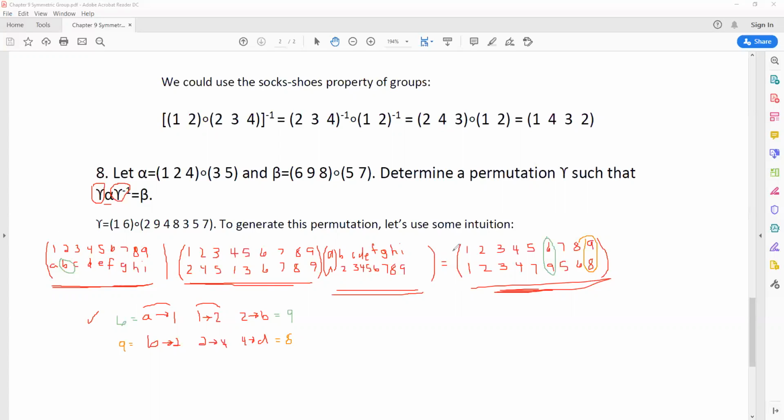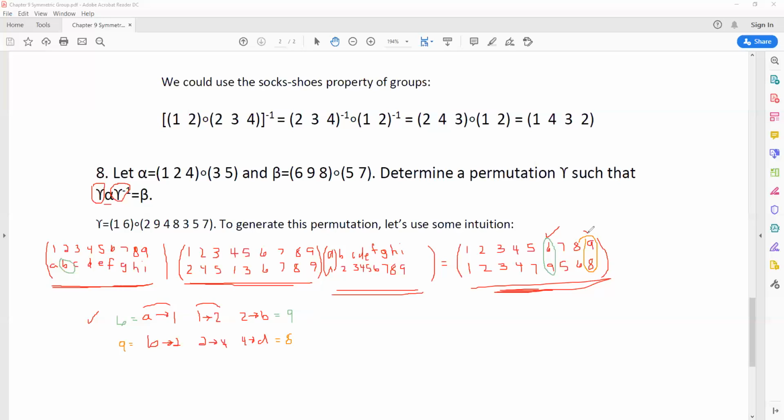And then I arbitrarily started with 6 in the beta permutation. And I know that if 6 goes into the composition, then 9 has to come out. So I chose to let A equal 6. And if A is equal to 6, then according to this mapping, 6 would have to go to 1, 1 would have to go to 2, and then 2 would have to go to B. And we know that if 6 is the input value, then 9 has to be the output value. So at this point, I have A is equal to 6 and B is equal to 9.